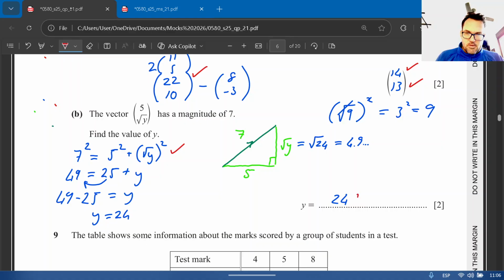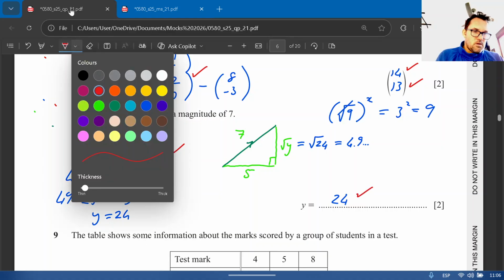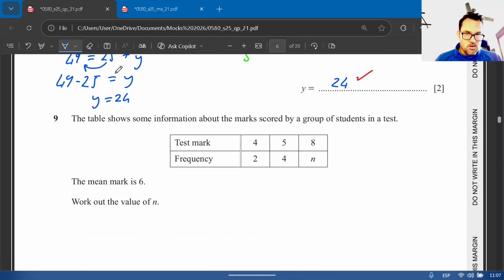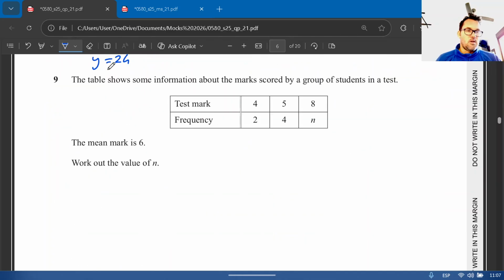And then for the final answer, 1 mark. Okay. One of these questions, they ask it backwards.